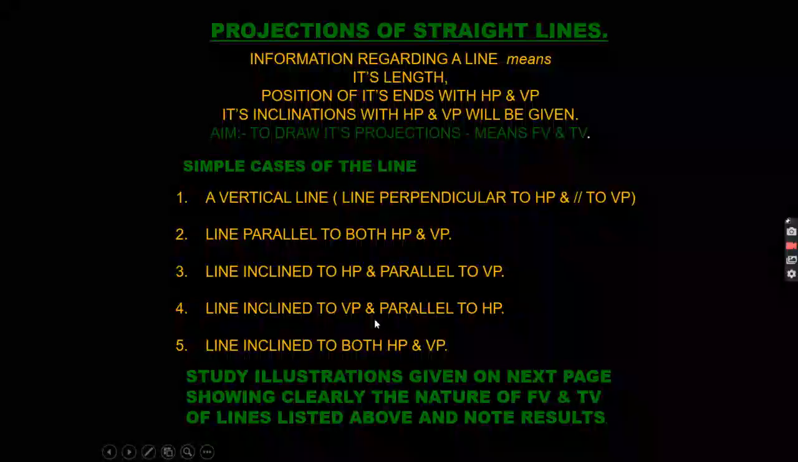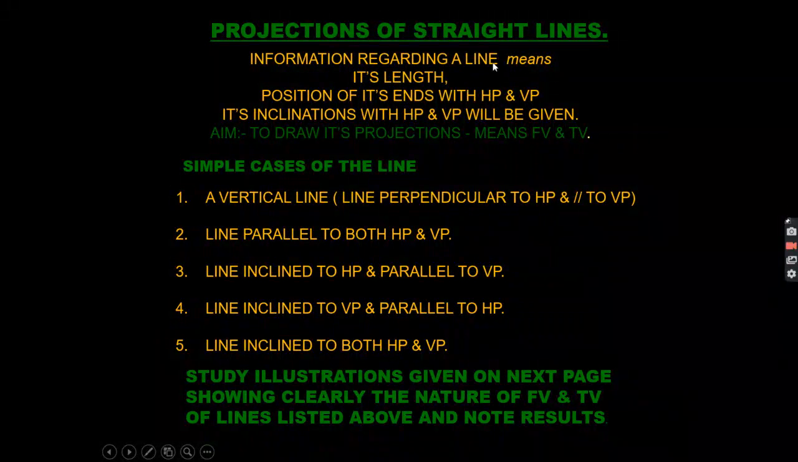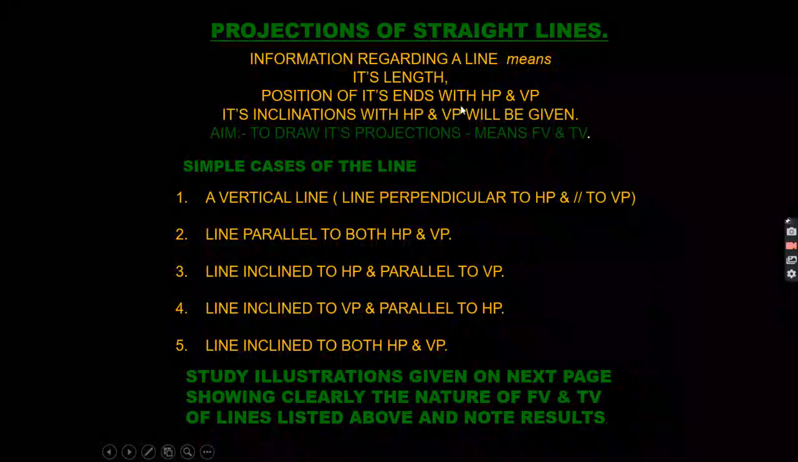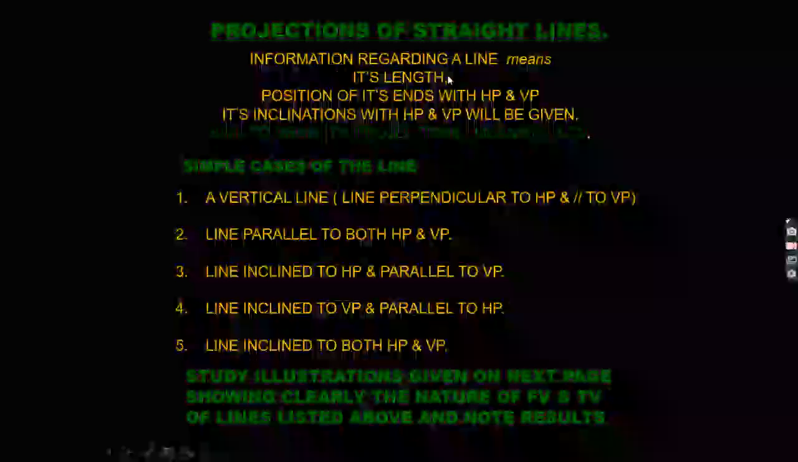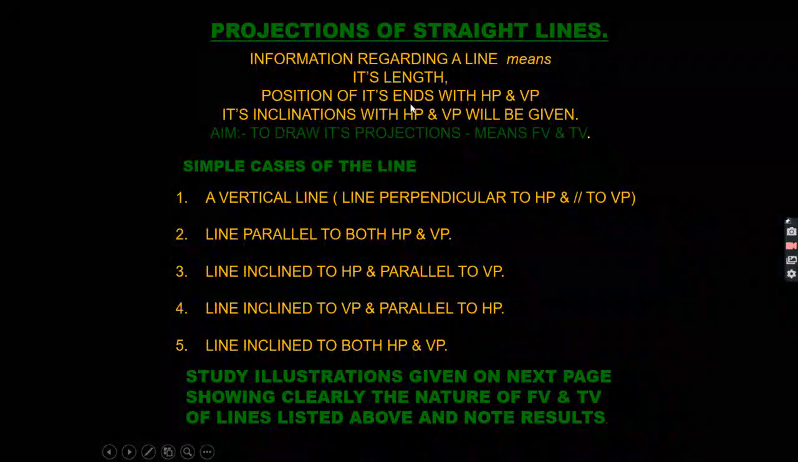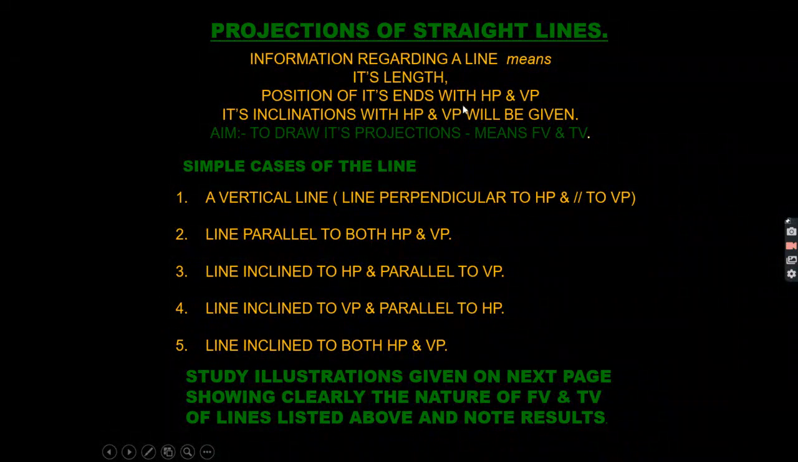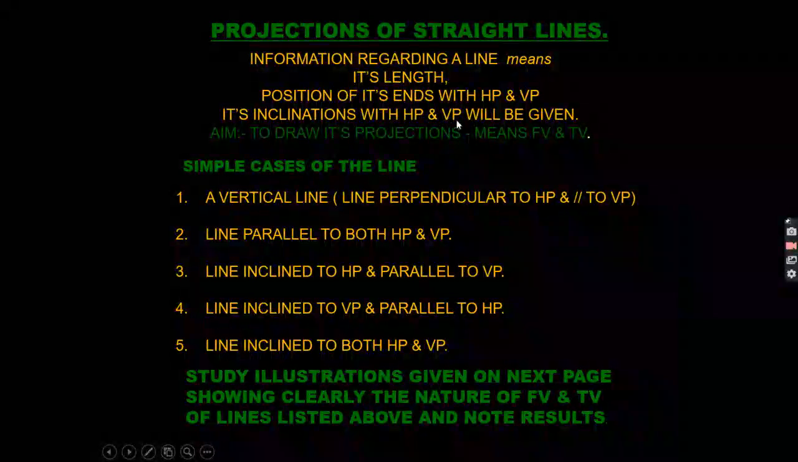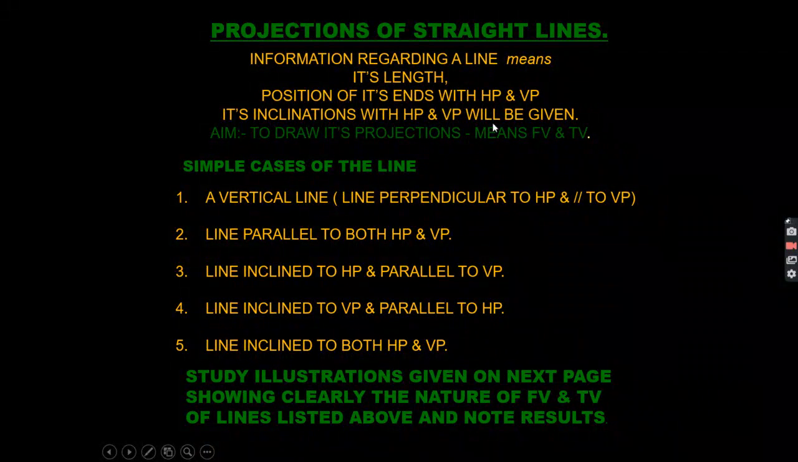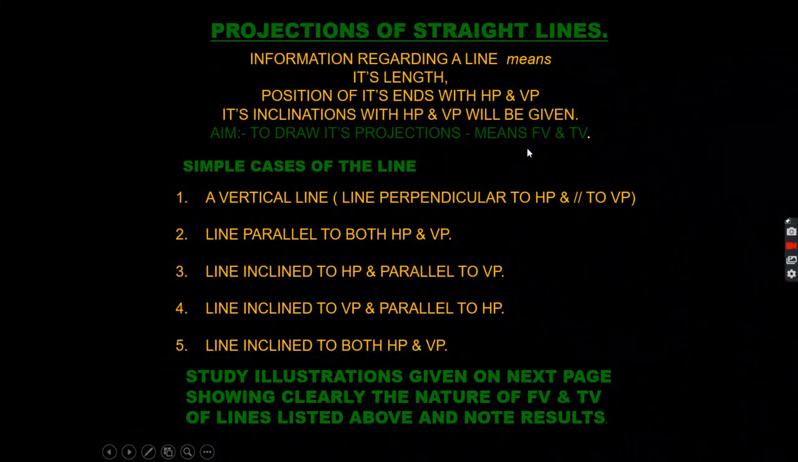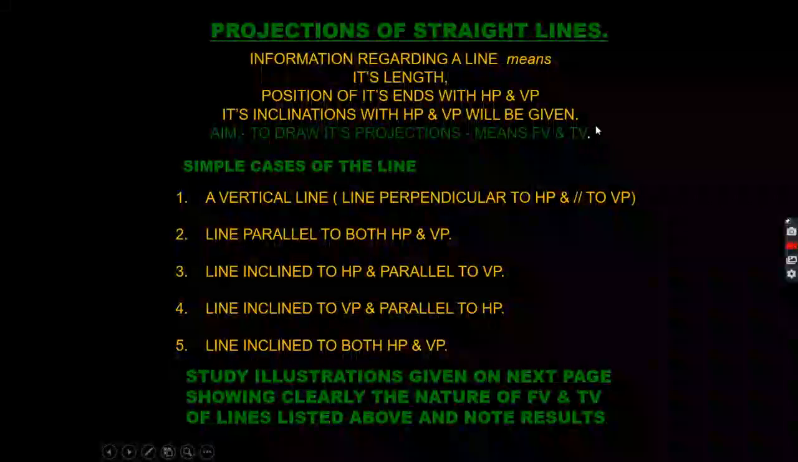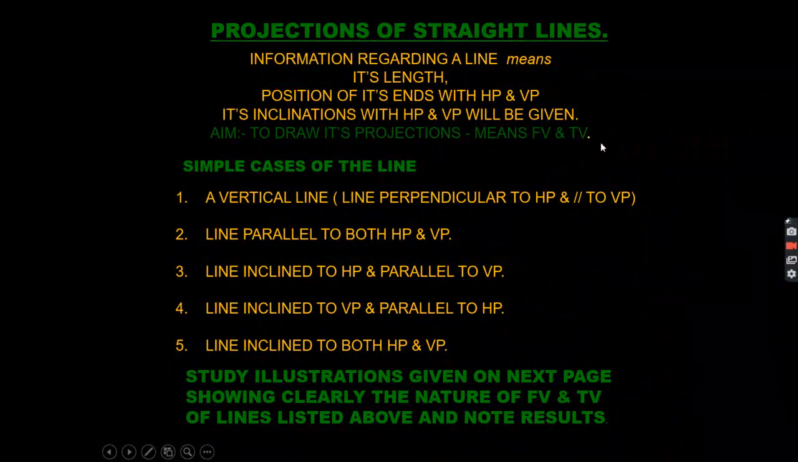Whenever you are drawing the projection of the line, this kind of information will be given in the question, like end position of the line, its length, its inclination with the horizontal plane or vertical plane. Okay, it can be either an inclination with the horizontal plane or vertical plane, or can be both. Okay, and if it is asked to draw the projection of the point, projection of the line, means you have to draw the front view and top view.